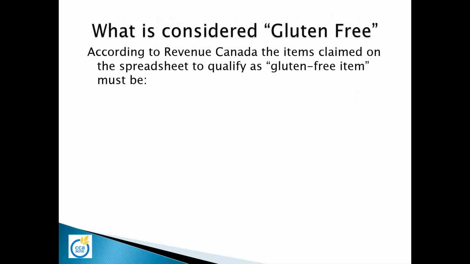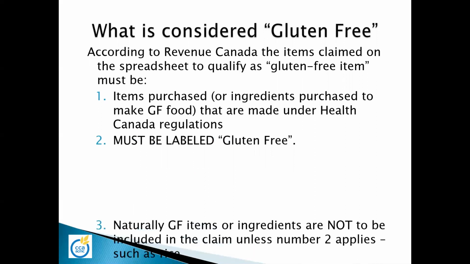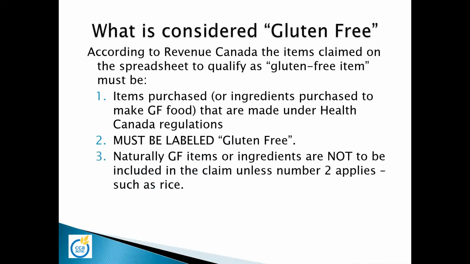So what is considered gluten-free? According to Revenue Canada, items claimed on your spreadsheet to qualify as gluten-free must be items purchased, or ingredients purchased to make a gluten-free food such as bread, that are made under Health Canada's regulations. They must be labeled gluten-free. Naturally gluten-free items or ingredients are not to be included in the claim unless number 2 applies.